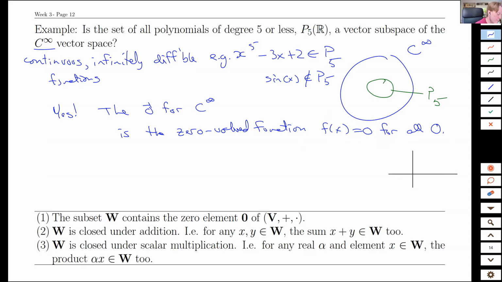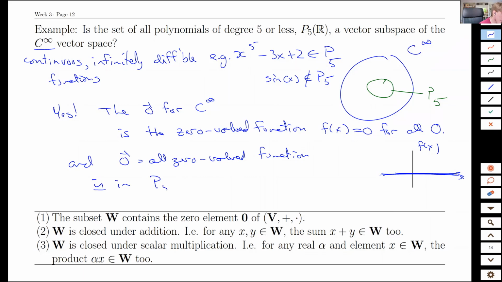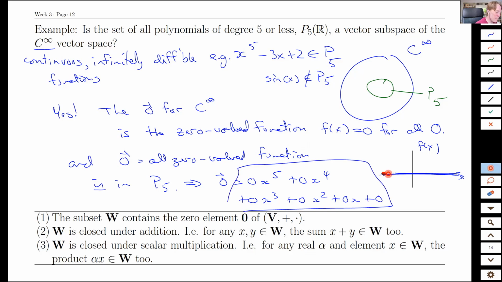If I graph x against f of x, there's a 0 element, which is the 0 function across all x values. And it is infinitely differentiable, it's continuous, it's all that nice stuff, but it's not the 0 number, it's a function. So as long as you're aware of that, the 0 function is in there, and that 0 vector, the all 0 valued function, is in P5. If you want, you could call it 0x to the 5 plus 0x to the 4 plus 0x cubed plus 0x squared plus 0x plus 0. That is a perfectly valid element of P5, and it's also equal point by point to the all 0 function. And so you would be good to go there.